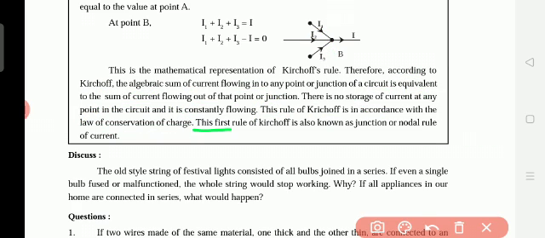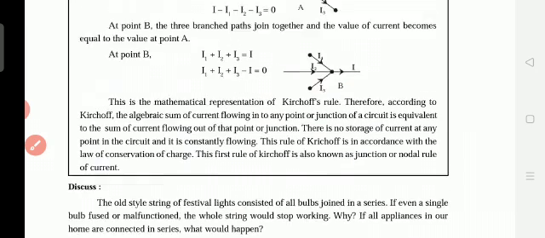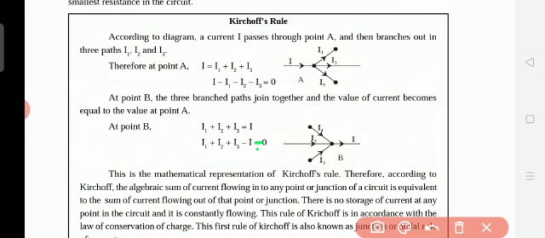The first rule of Kirchhoff's is also known as the junction or nodal rule. Kirchhoff's junction rule we can also call the nodal rule of current. That is why we call it 0. That means however much current flows, that much current is used.